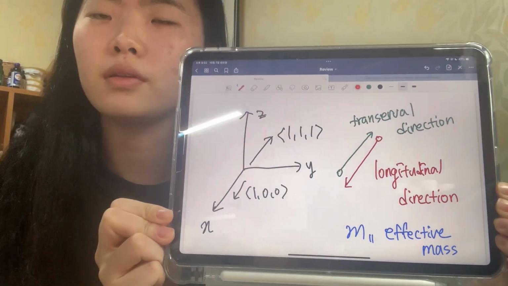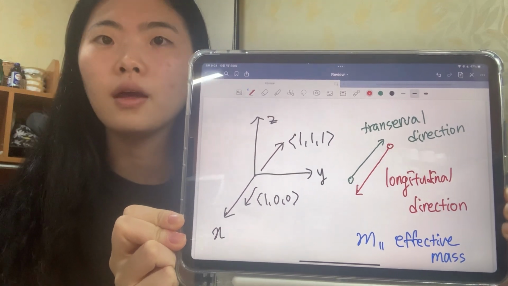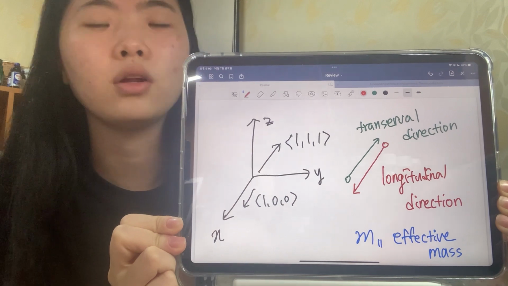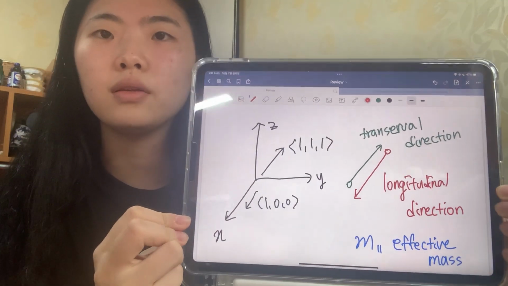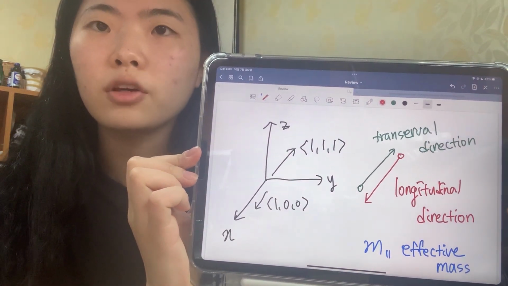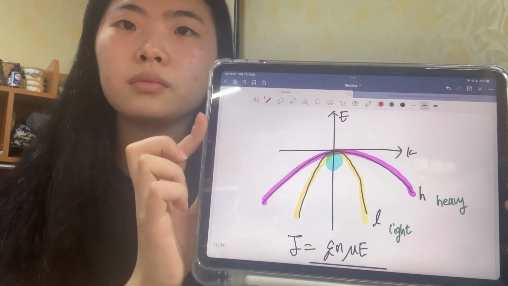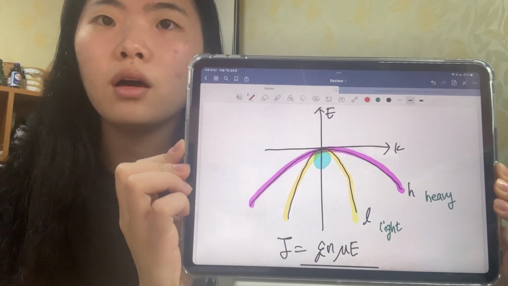Then based on this longitudinal direction, we can calculate the effective mass through the longitudinal direction. So this m means the longitudinal direction effective mass. Then let's look at this E-k diagram.